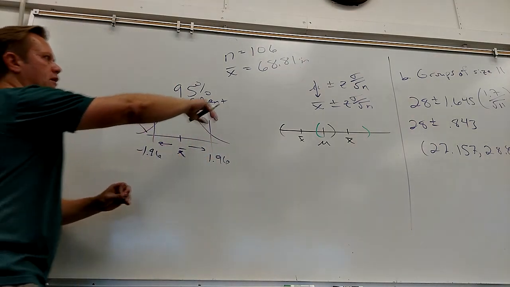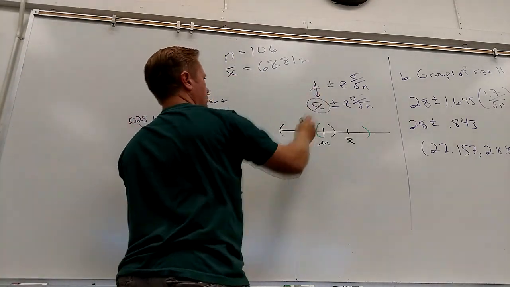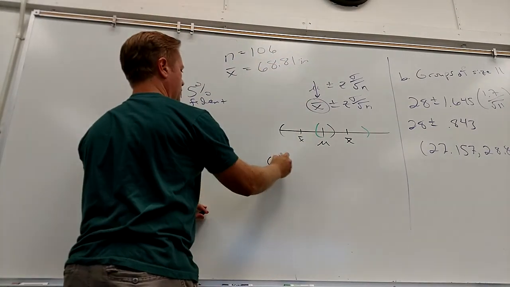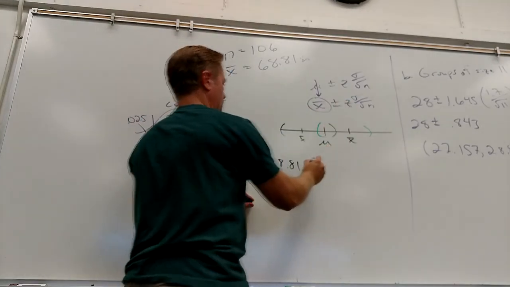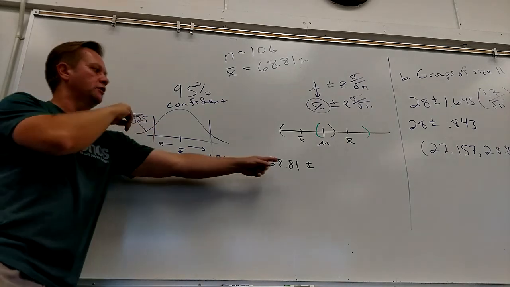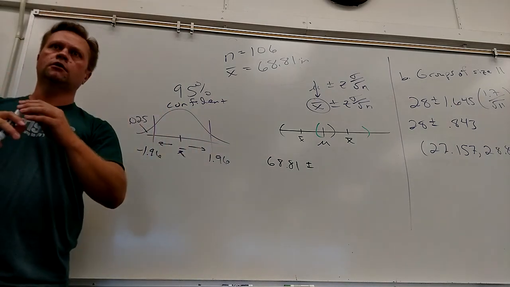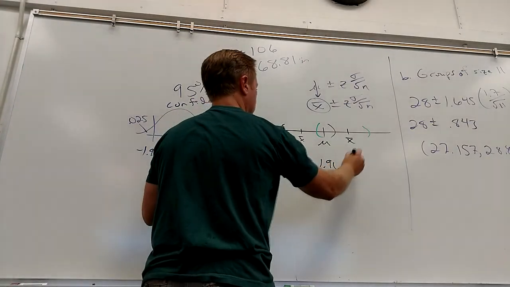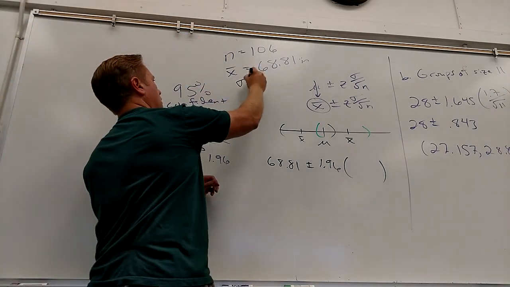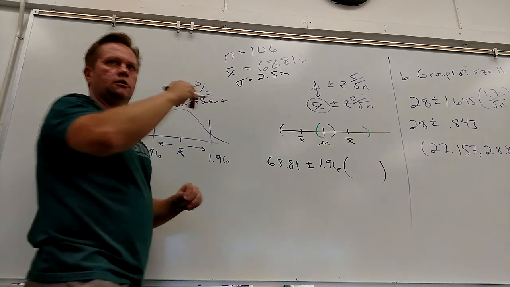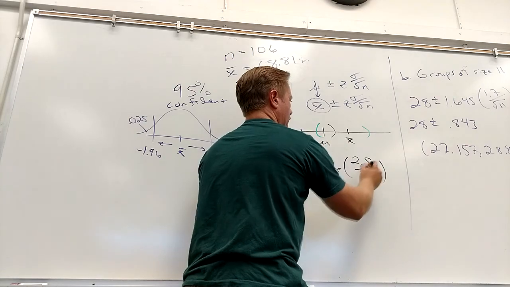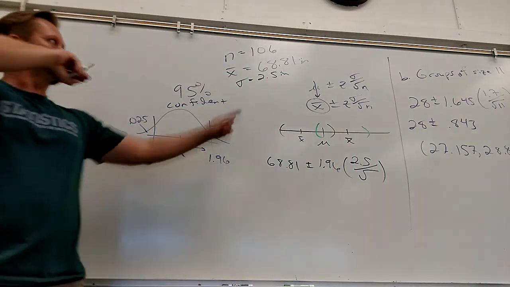So how do I create this? Well, let's see. What do we know? We know x bar. x bar is 68.81. What's the z-score? 1.96. So I'm going to go up and down. The plus or minus is already built in. So I'm going to go up and down 1.96 standard deviations. Now, of course, I forgot to give you the standard deviation. I think it was 2.5, something like that last time I looked. So 2.5 divided by the square root of 106. I love it.